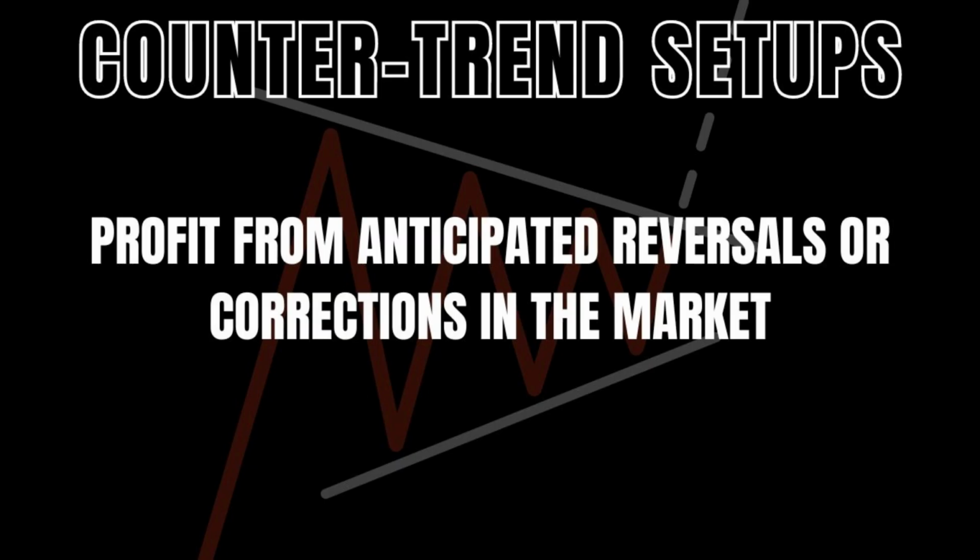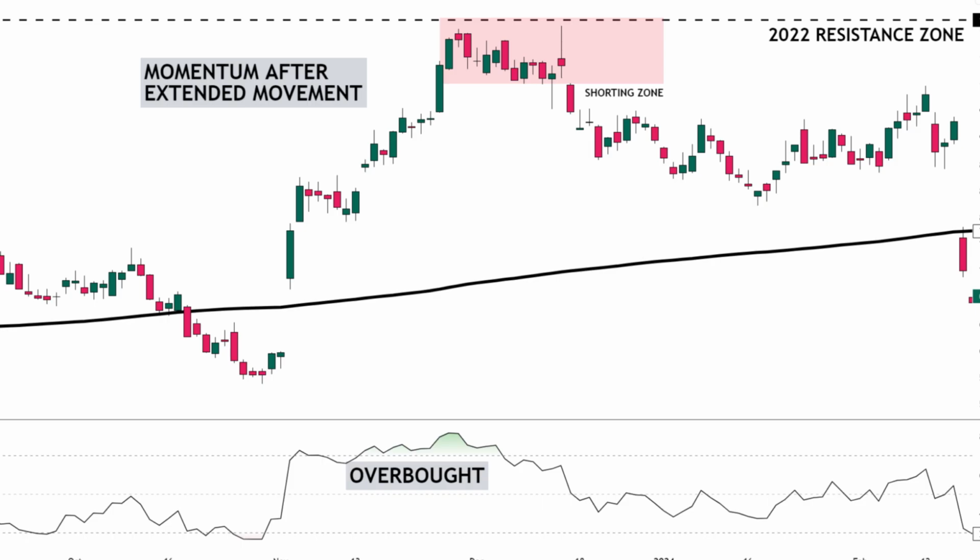We have counter trend setups. These look to profit from reversals or corrections in the market. So they involve entering trades against the current trend, typically at points where the market looks like it's overextended. Some traders will use the RSI to identify overbought or oversold conditions, though that can be an issue by itself. And divergences between price and an indicator can also help you find potential reversals.